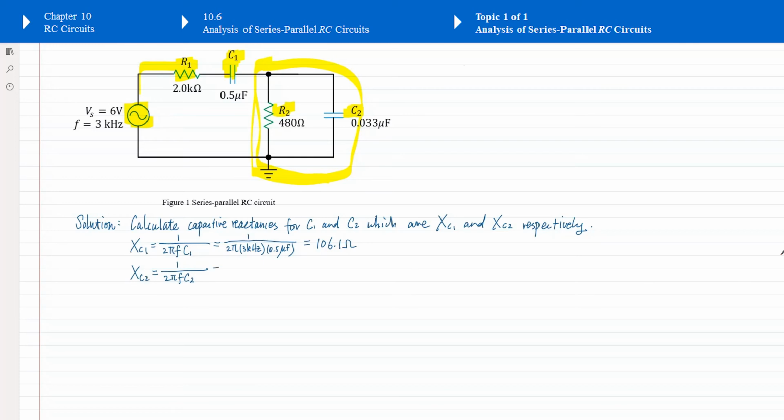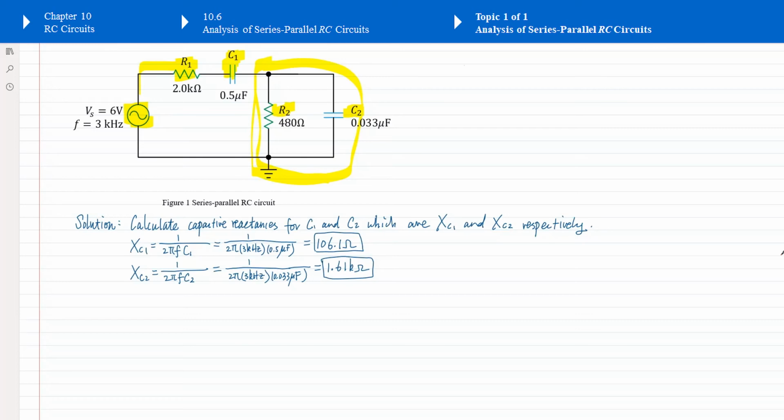Use the same way to find XC2, that is 1 over 2 pi f C2, equals 1 over 2 pi times 3 kilohertz times 0.033 microfarad. This equals 1.61 kilo ohm. These are the two important quantities.